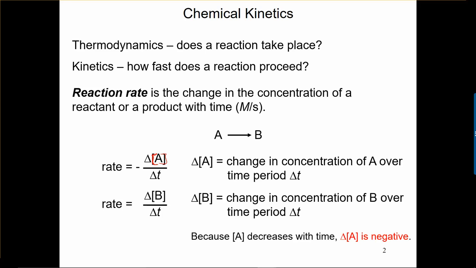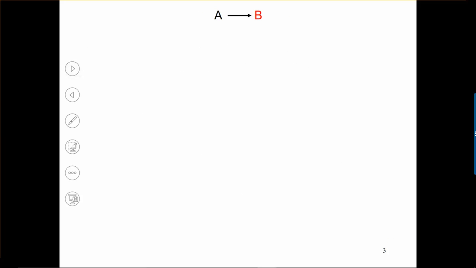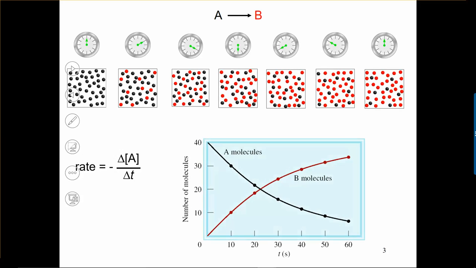So A is negative because it is the disappearance. That's why it's a negative term there. It is disappearing, whereas B is appearing. We can kind of see that taking place here. At first, it's all black, right? A is black, so it's disappearing. B is red, so it's appearing. We can measure either one over time. But because it's a one-to-one ratio, one A for every one B, the disappearance of A and the appearance of B have the exact same rates, okay? They mimic each other.